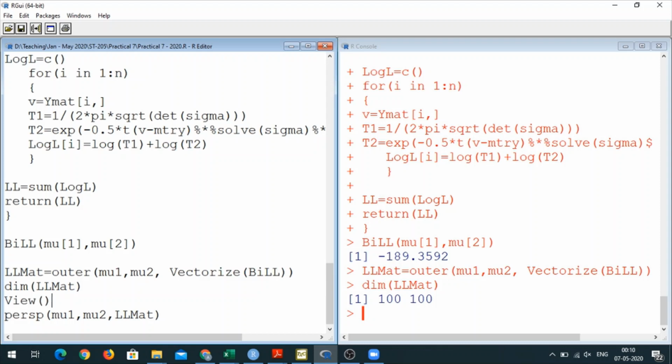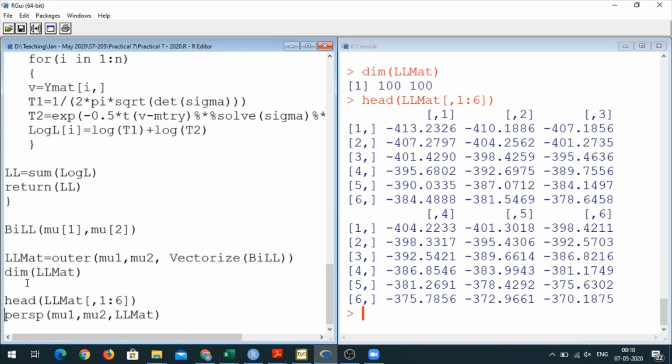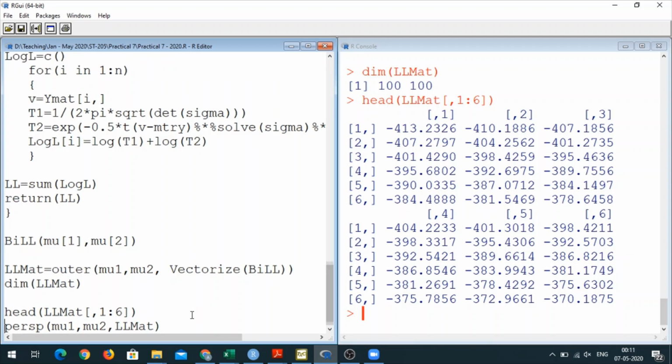Maybe we can view. No, view is not going to work. It's too many. So let me try to show you a few values. Head of LLMAT and only 1 to 6 columns maybe. See, for the first value of mu1 and first value of mu2, I am getting this, and so on. And we want to maximize this likelihood. So we want to see at what point this likelihood gets maximized.